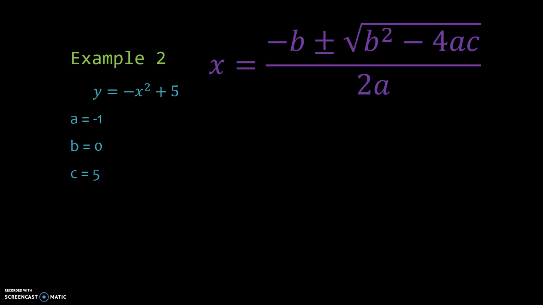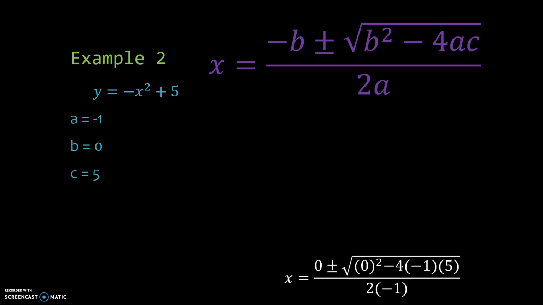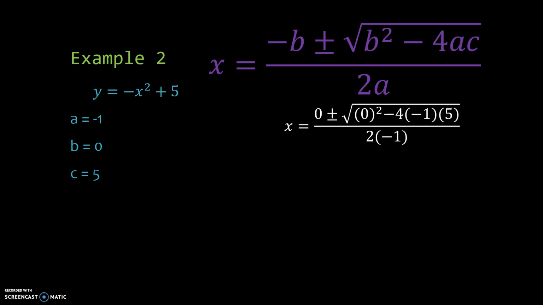Let's do our second example. Remember, b here is 0. So when I put it into our opposite b, 0 doesn't have a sign. And so I'm just going to put it in as 0. So what I have is 0 plus or minus the square root, 0 squared minus 4 times negative 1 times 5, with a and c there. And then on the bottom, 2 times negative 1.